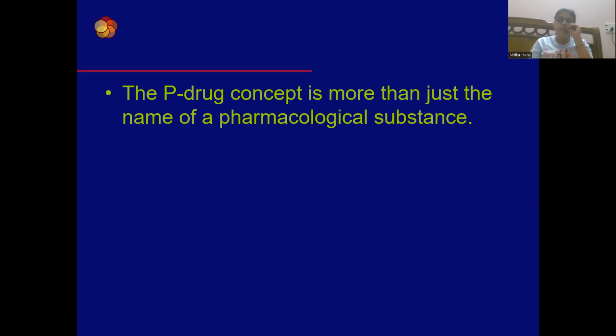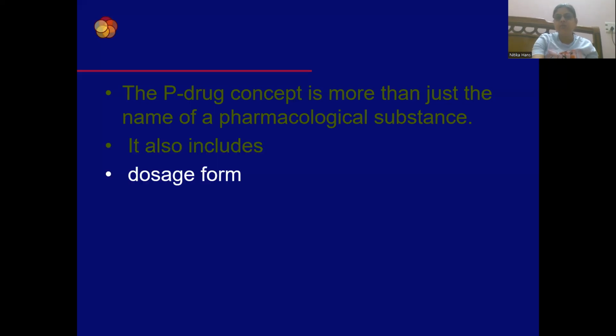The P drug concept is more than just the name of a pharmacological substance which the doctor prescribes to the patients. It includes the dosage form, which should be suitable. Mostly tablets and capsules are easily taken by adults as well as children, and injections are painful. So we avoid injections. We prefer the dosage forms of tablet, capsule, syrup, solutions, inhalers.